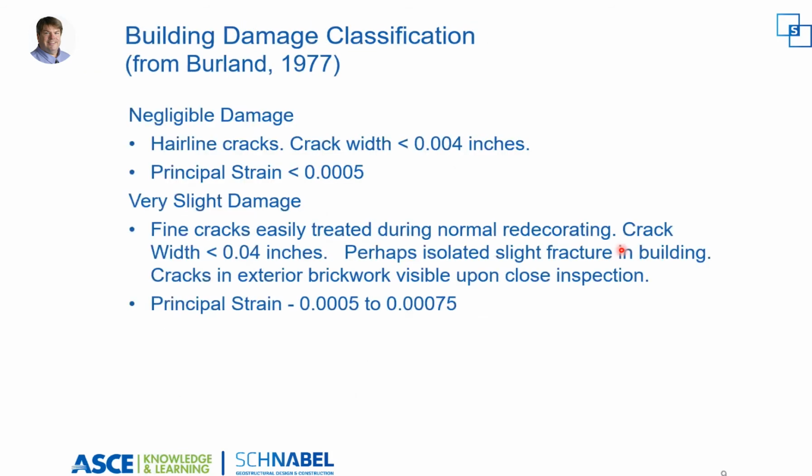So I'm going to go through some of the classifications of damage. Negligible damage is basically some hairline cracks, something that can easily be fixed with a coat of paint. Very slight damage is maybe a little bit wider, maybe a few little hairline cracks in the exterior brickwork. I should point out that this is for masonry structures. The amount of damage is also highly dependent on the type of structure that you have, so masonry is what we're focused on here.